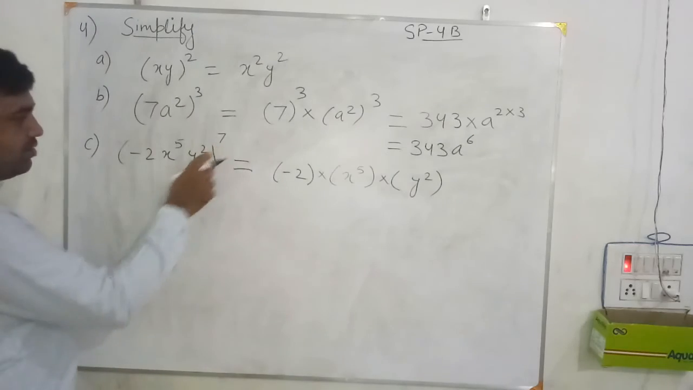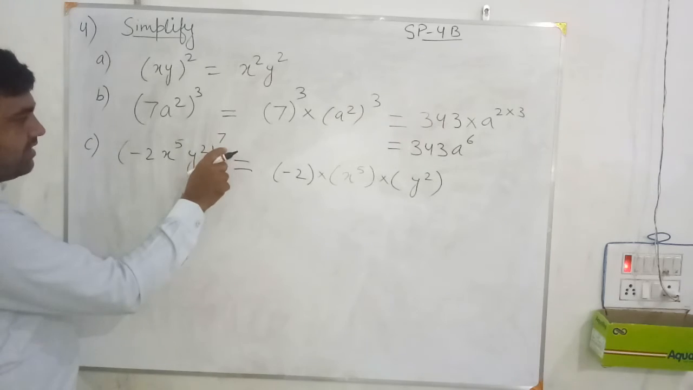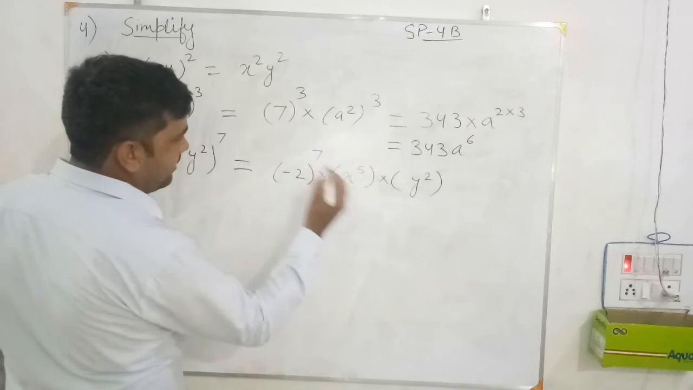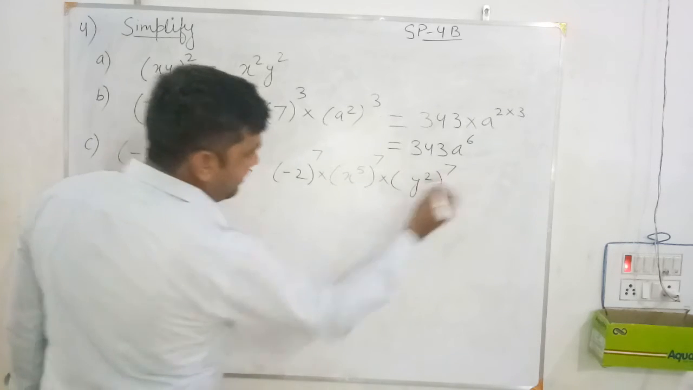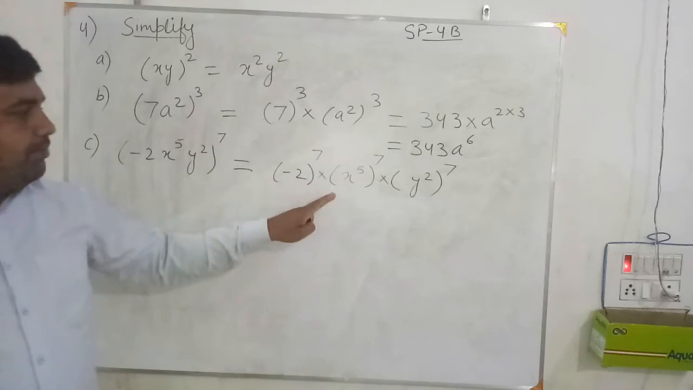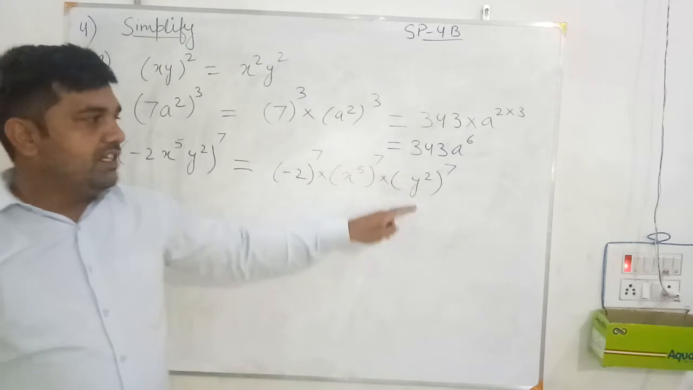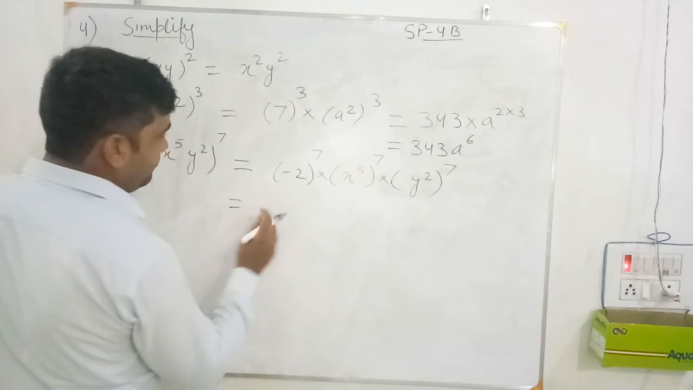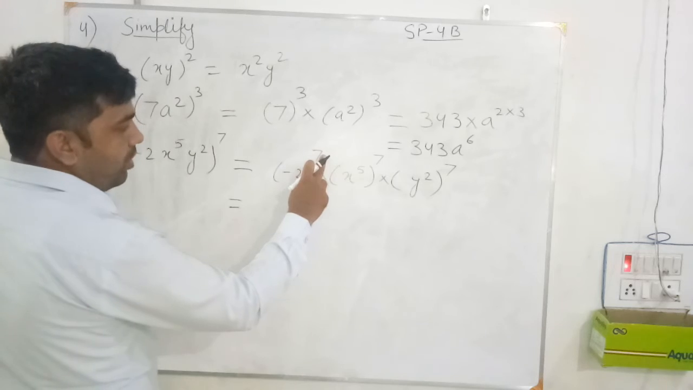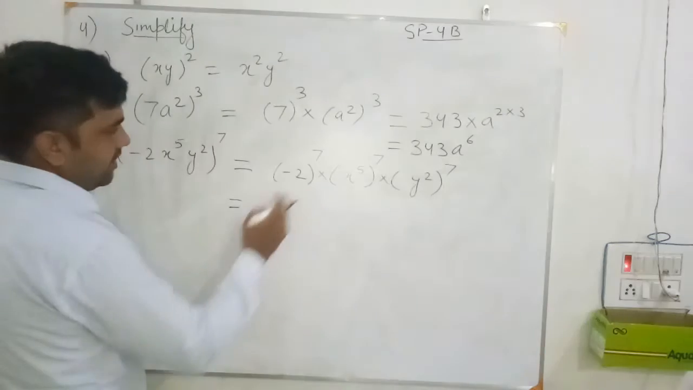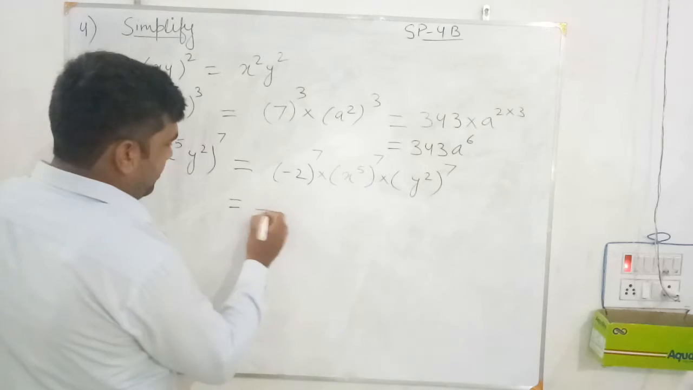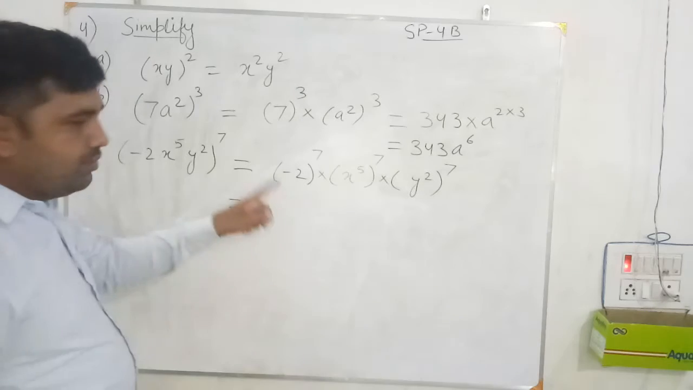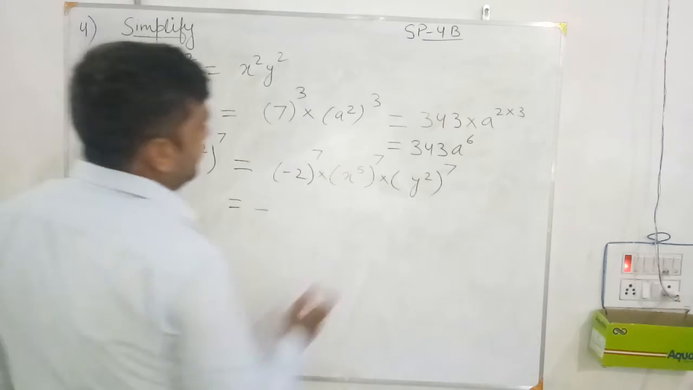Now this power 7 applies to all these three bases, so the power 7 will be raised on all the bases. Write minus 2 to the power 7 multiply x to the power 5 to the power 7 multiply y square to the power 7. Now see what value you get. The base is negative and the power is odd, so the value will be negative.